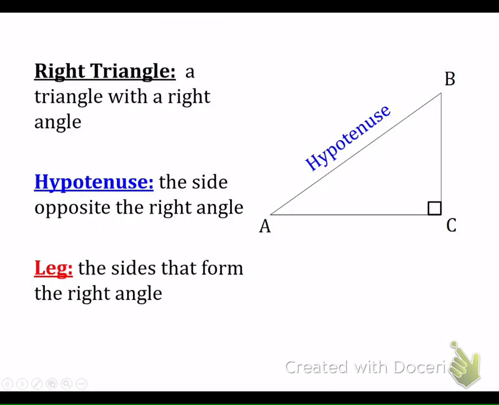The leg is, there's two legs always. The legs are the sides that make the right angle, okay? We talked about all this when we did the Pythagorean theorem. A squared plus b squared equals c squared. So none of this is new.